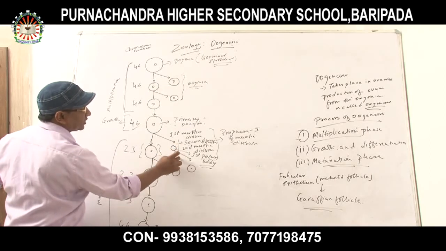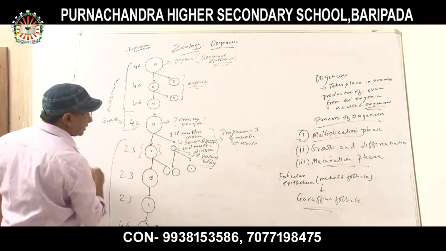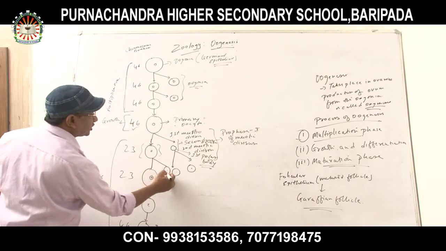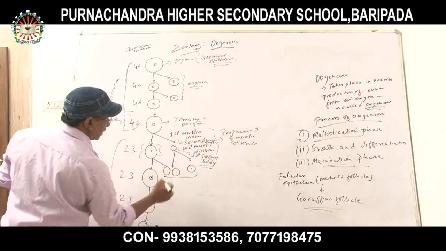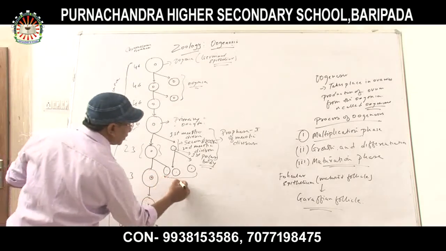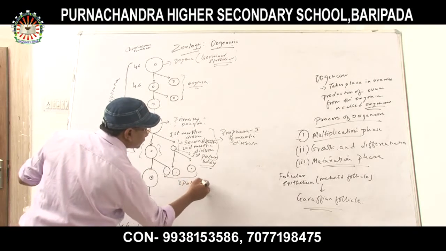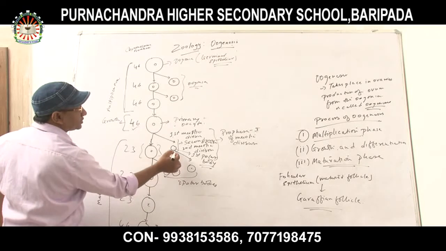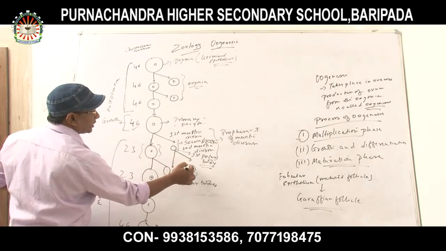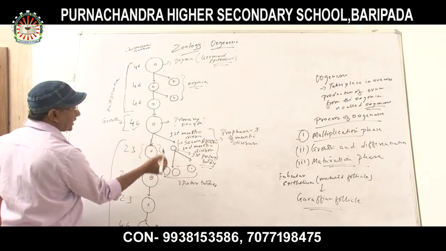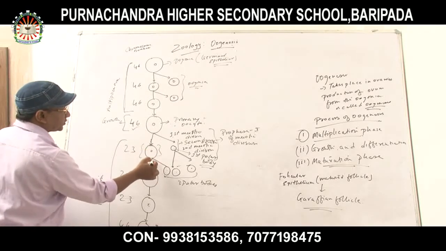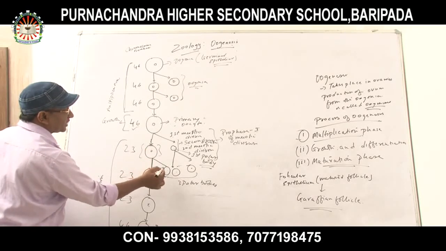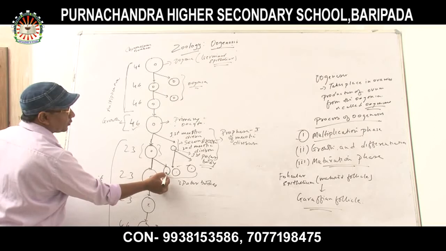Now again, the second meiotic division produces cells with 23 chromosomes. So there are 3 polar bodies. The first polar body produces 2 polar bodies, and from the secondary oocyte it is producing one functional ovum along with another polar body.